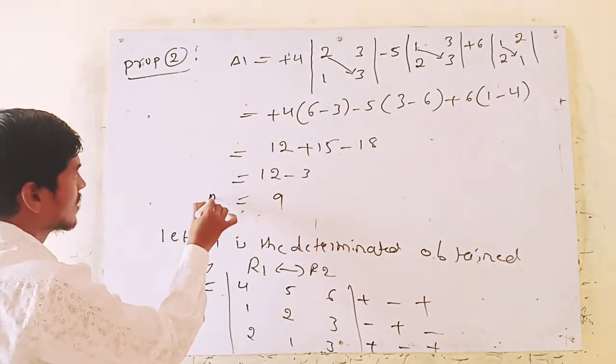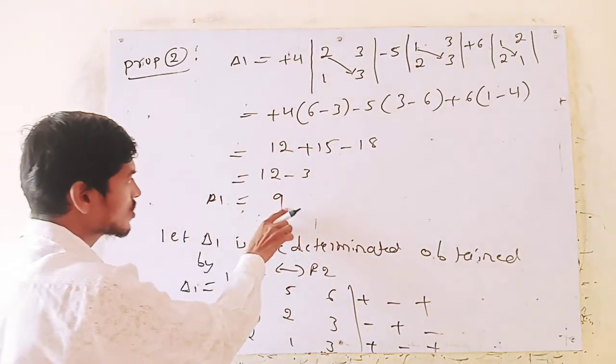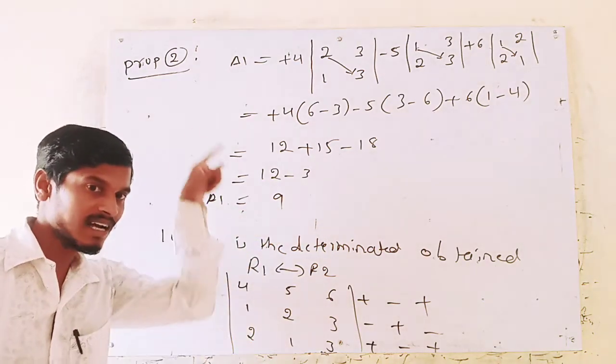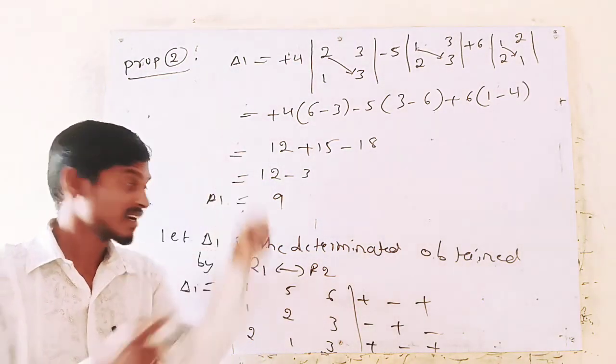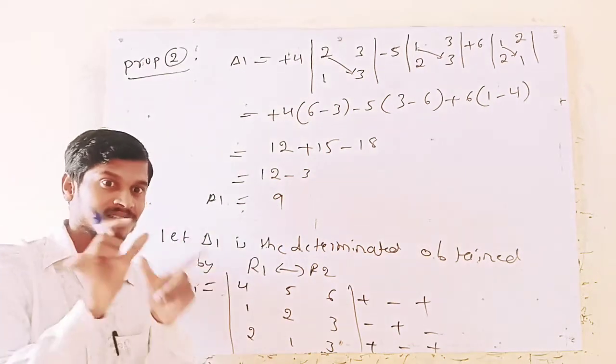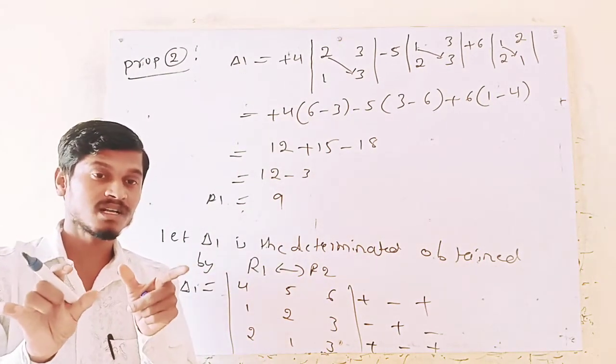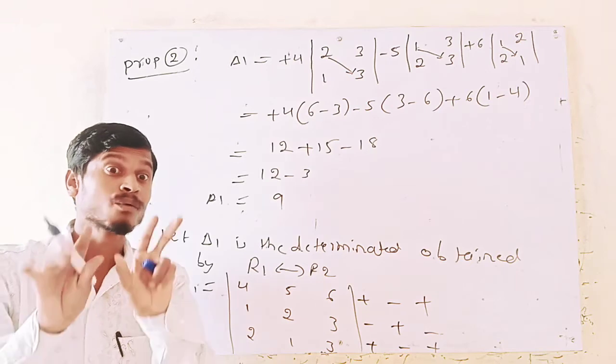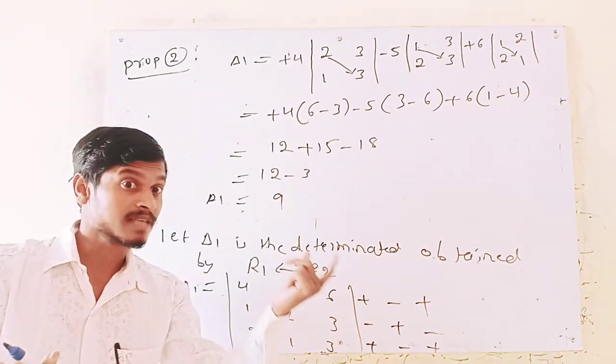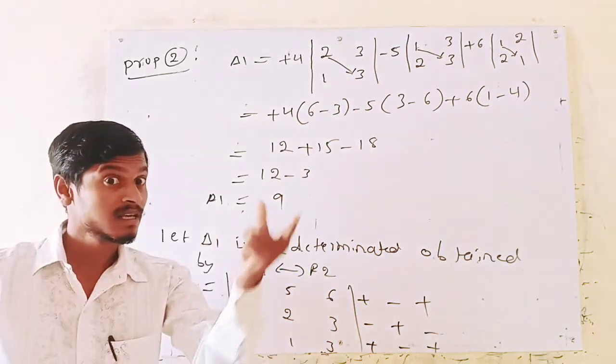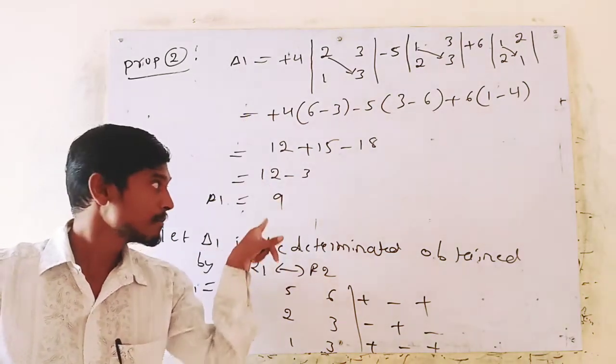Therefore delta 1 is equal to 9. See, what is the delta? Minus 9. Delta 1 is plus 9. So our proof is verified. Our statement of property number 2 is verified, because the sign of the determinant changes, minus 9 by 3, plus 9.